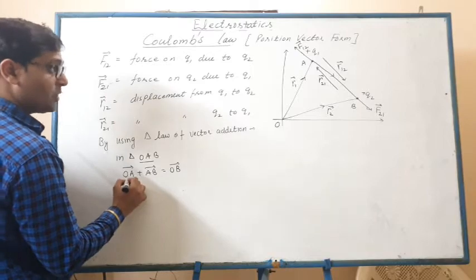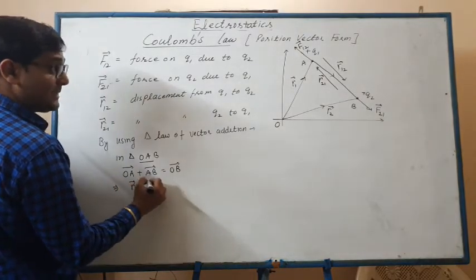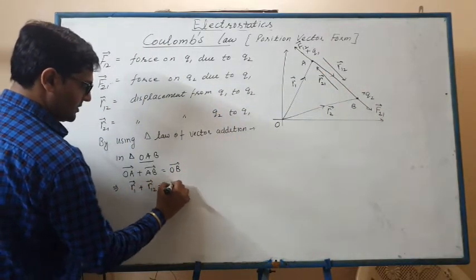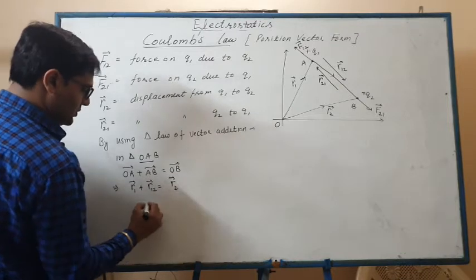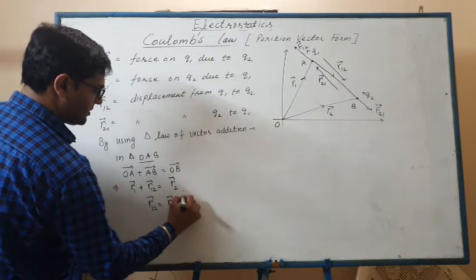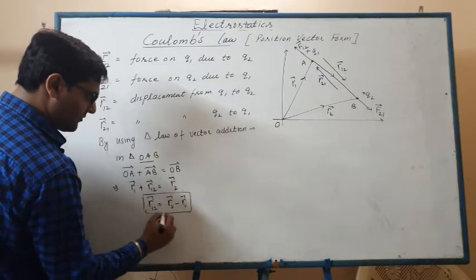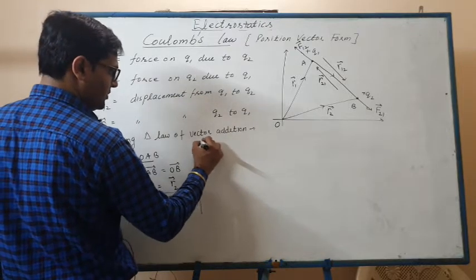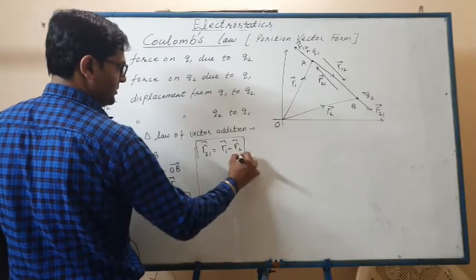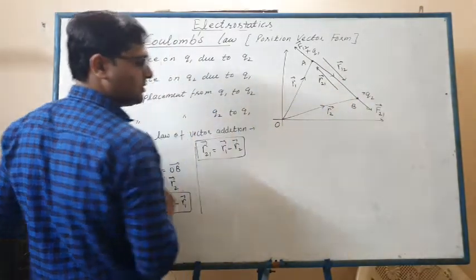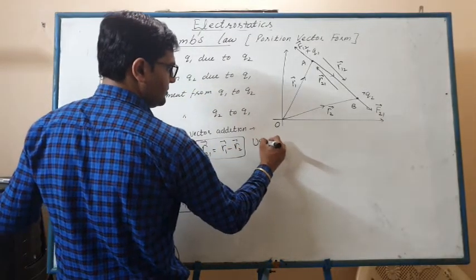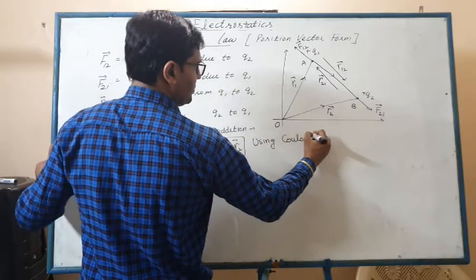While putting the values, OA is equal to vector R1 and AB, A to B, it means R12, that is equal to OB, OB means R2. So what is the value of R12? R12 is equal to vector R2 minus vector R1. In a similar way, we will be having R21 is equal to R1 minus R2, in triangle OBA, right? Okay, next thing, using Coulomb's law.